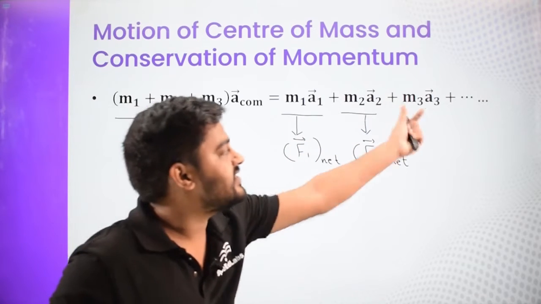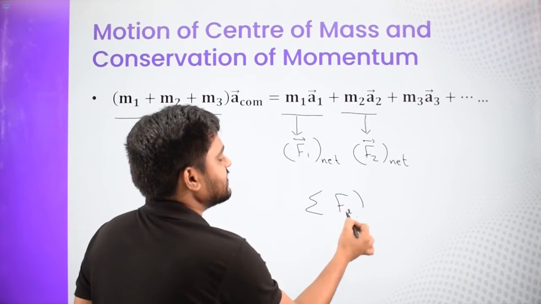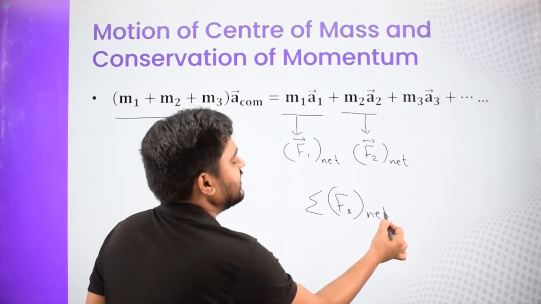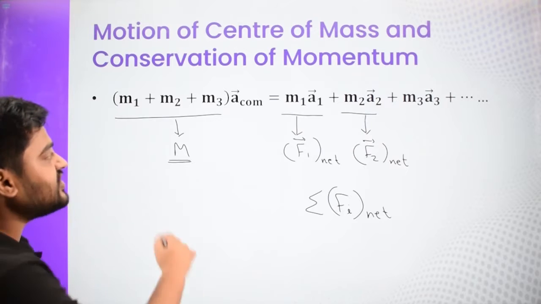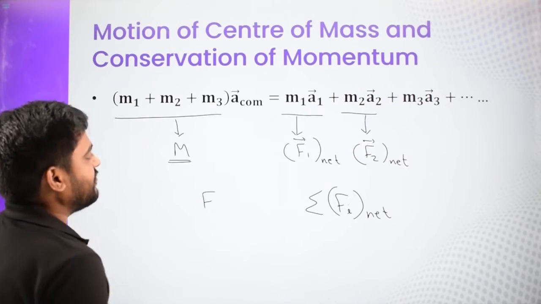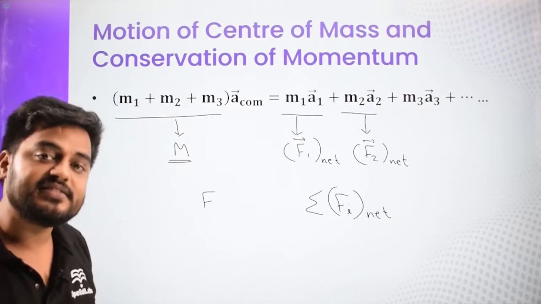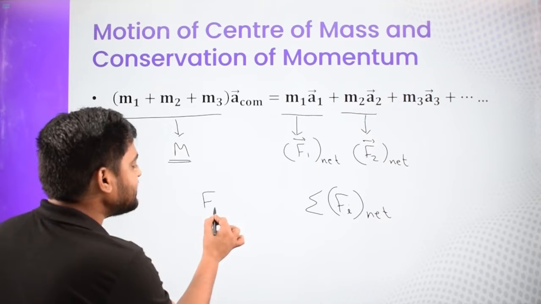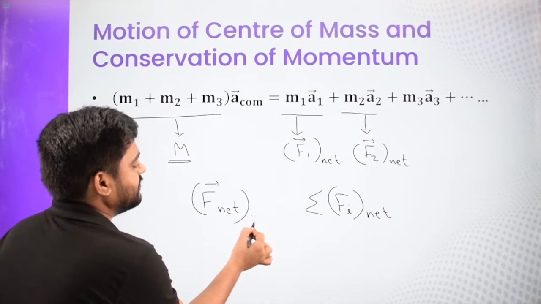So this is the sum over all the particles individually. And what about this? This is the total mass into the acceleration of center of mass. That is again F, but the force on what? The total mass of the system and the acceleration of the system, that is, the center of mass. So this is basically the net force on the system.